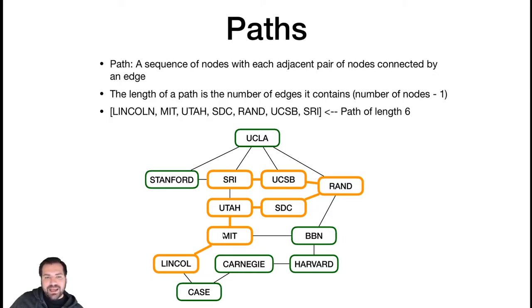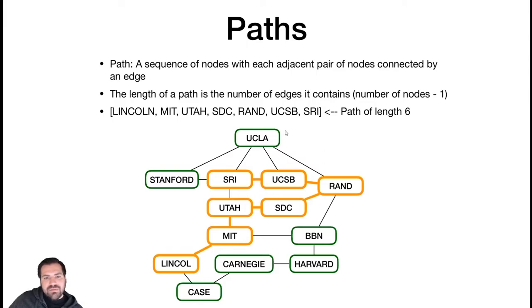They are connected by an edge. So this is a valid path in this graph from Lincoln to MIT to Utah to SDC to Rand to UCSB to SRI. All of those are connected by edges, so we're good. We have a full path.